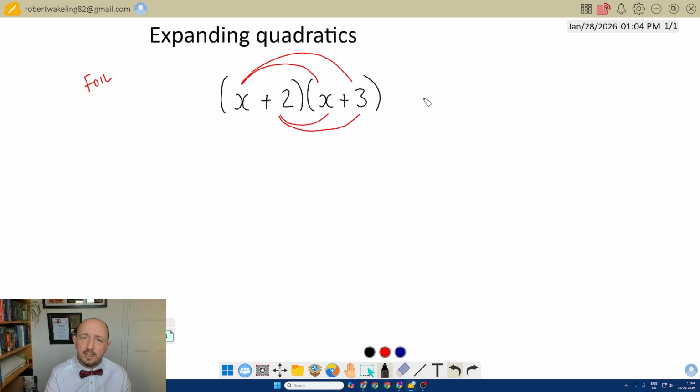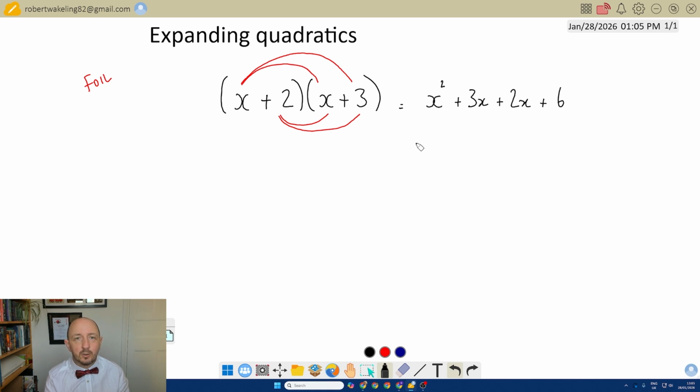X times x would be x squared. Then x times 3, positive 3, so positive 3x. Then positive 2 times x, so plus 2x. And then positive 2 times positive 3 is positive 6.